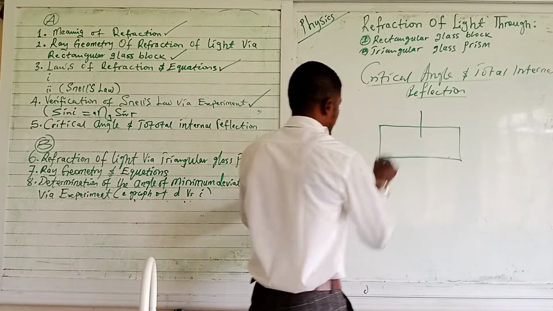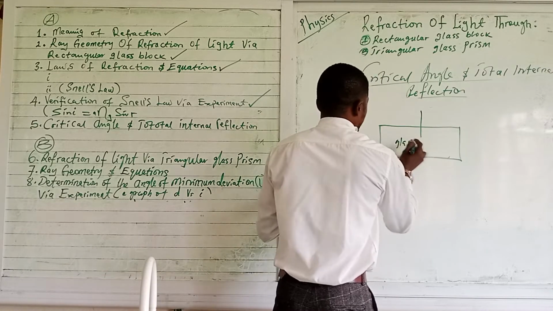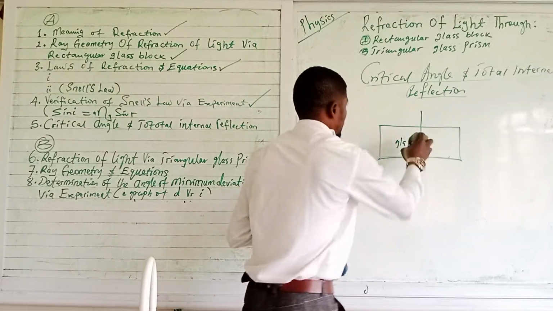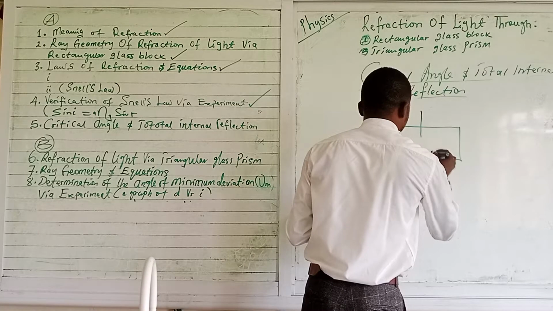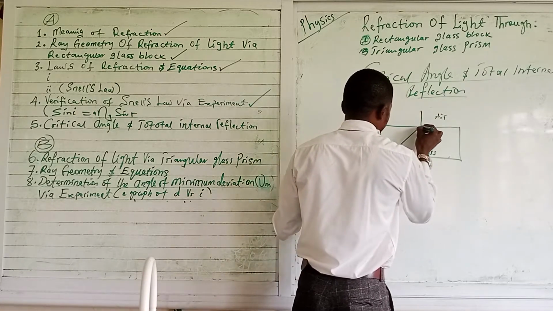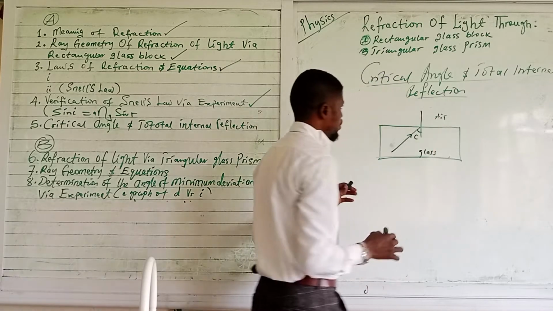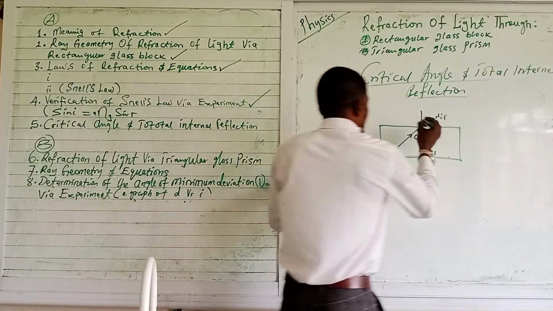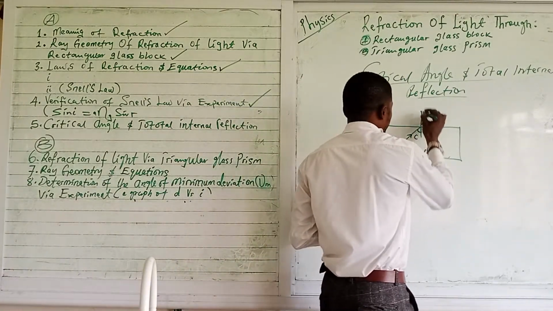A ray of light traveling from glass to air. We have an angle of incidence. This is called the critical angle. At that particular angle, you have this as your angle of refraction.